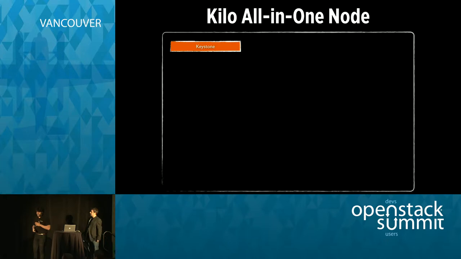So, your Kilo all-in-one node that you're going to be accessing, you're not accessing it directly. You're going to have what we'll call a Bastion-type server that you're going to be able to SSH into. And the reason why we're using a Bastion server is because we don't know what kind of weird environment you're running on your laptop. Okay?